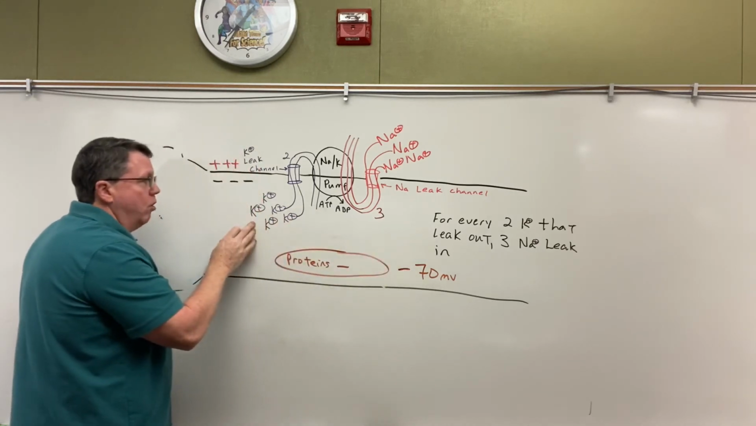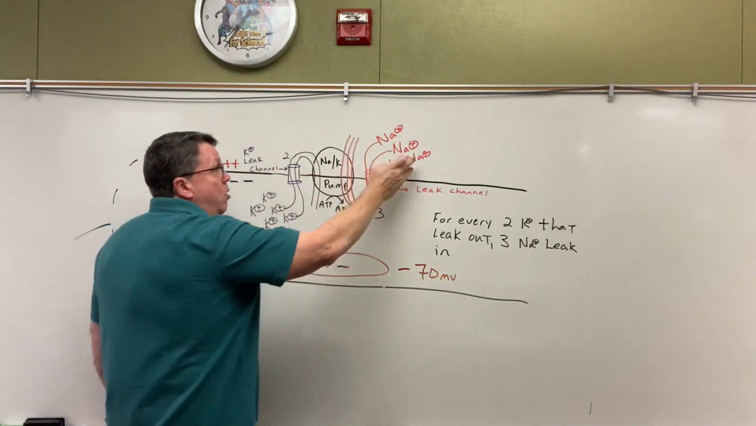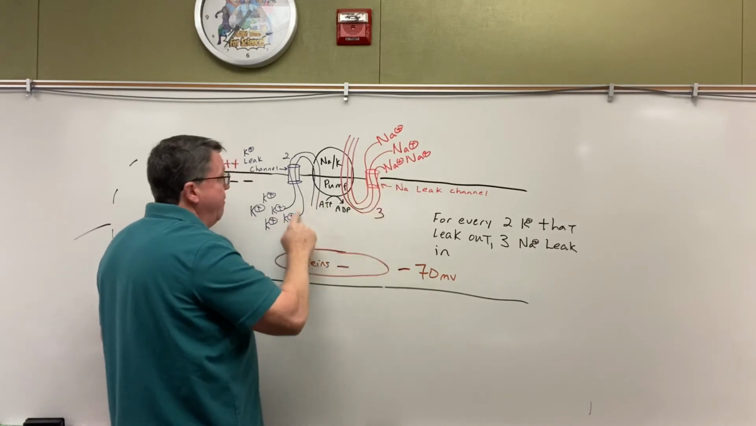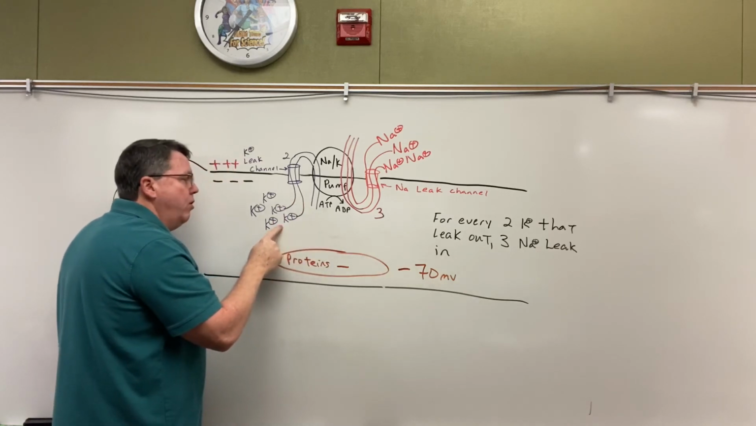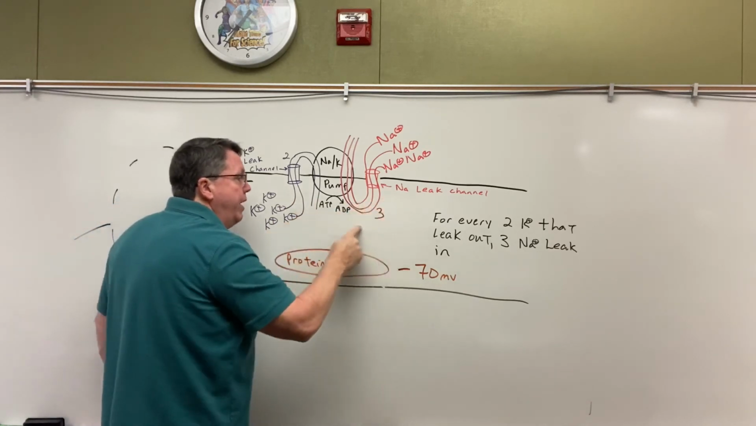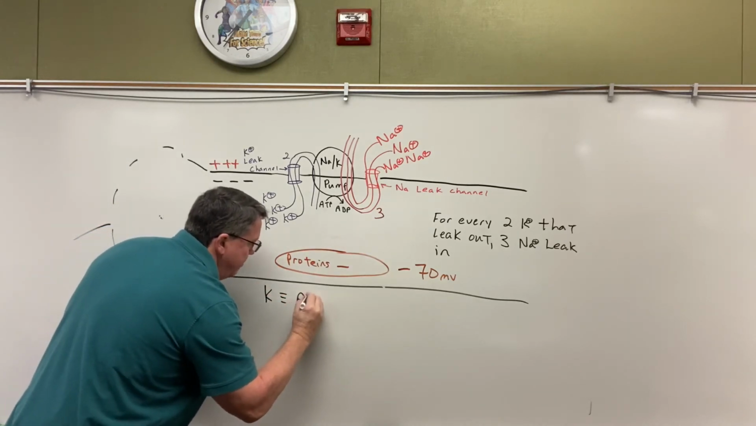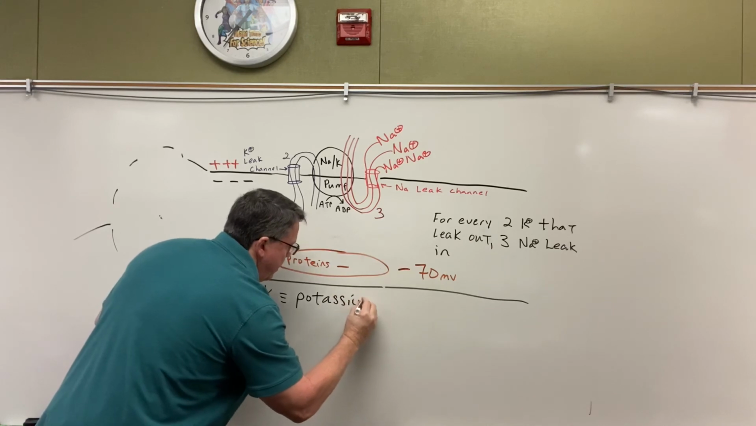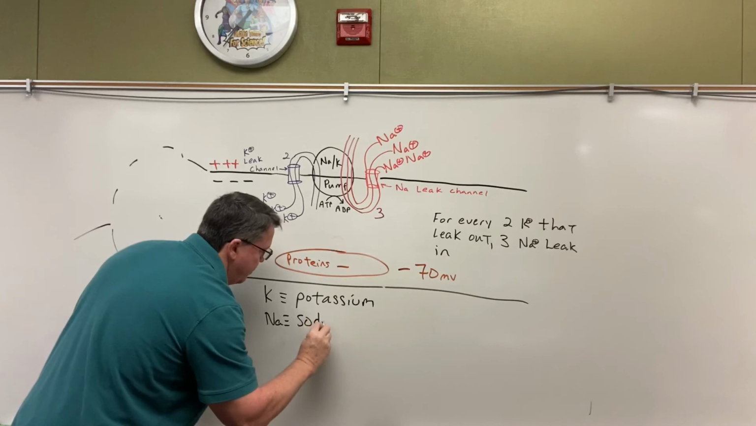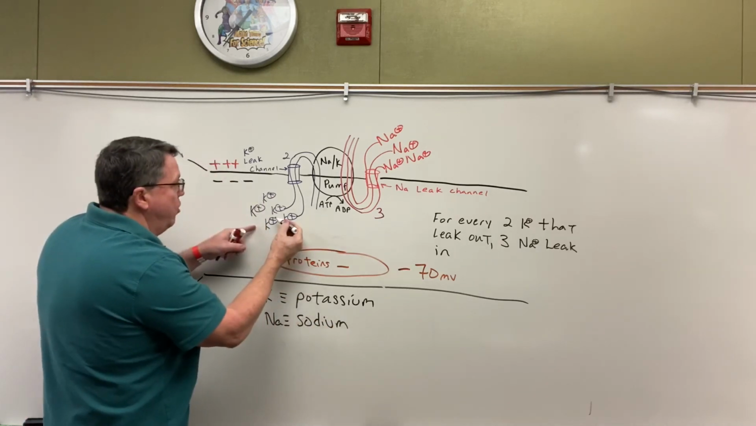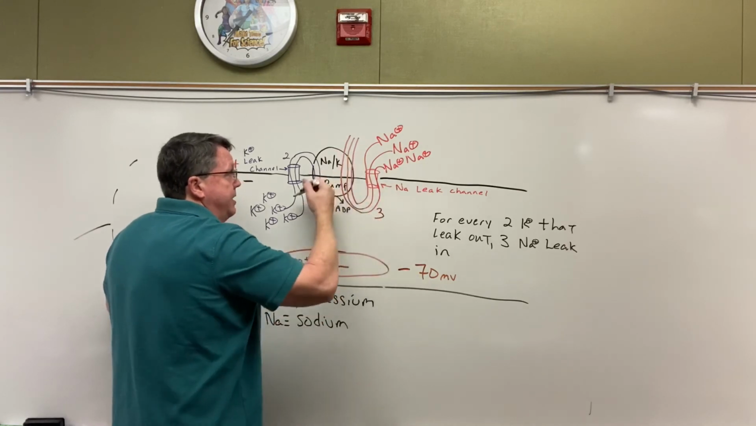We said there's more sodium outside than inside, and more potassium inside than outside. For every 2 potassium that go out, 3 sodium come in. So just to make this clear, K is potassium, okay? And Na is sodium, just because I've mixed up the words a few times there. So for every 2 potassium that go out, 3 sodium come in. And then it just keeps going on and on.